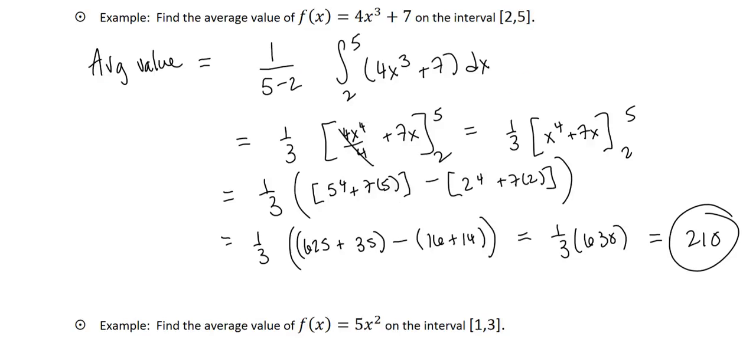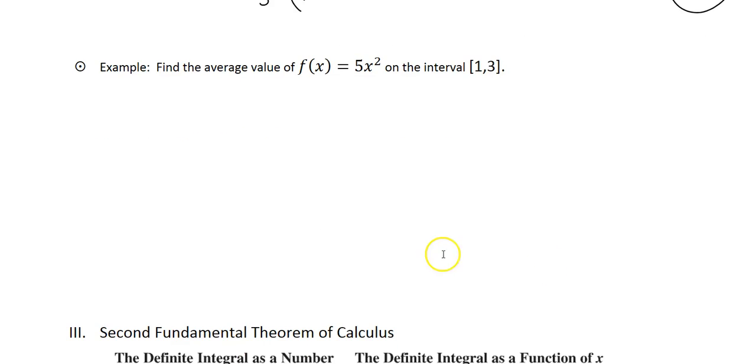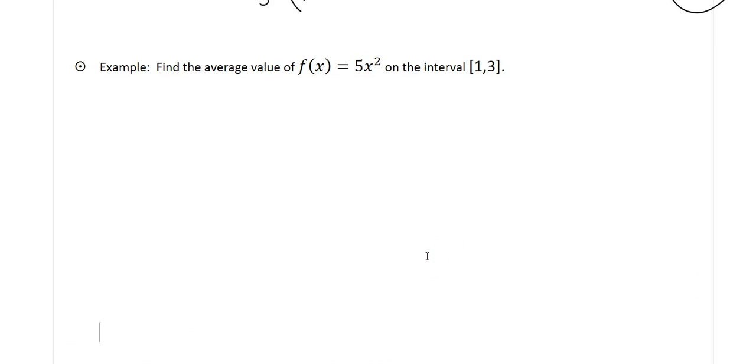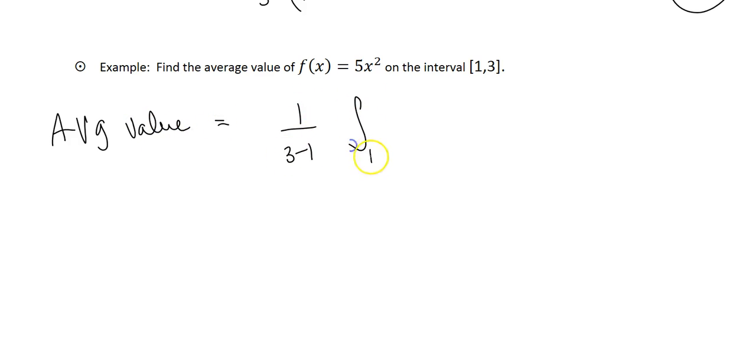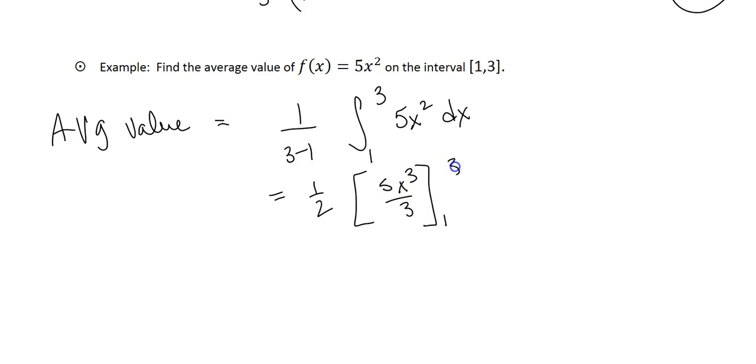So we're going to do another one of those. If I want to find the average value of f of x equals 5x squared on the interval from 1 to 3, the average value would be 1 over 3 minus 1 times the integral from 1 to 3 of 5x squared dx. So this will be 1/2. This one will be 5x cubed over 3, and we're going from 1 to 3.